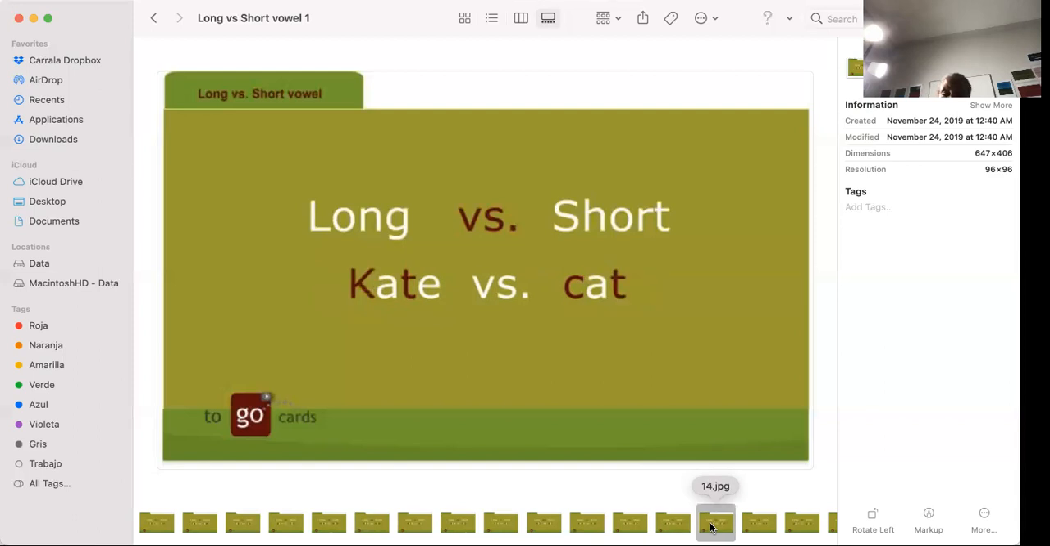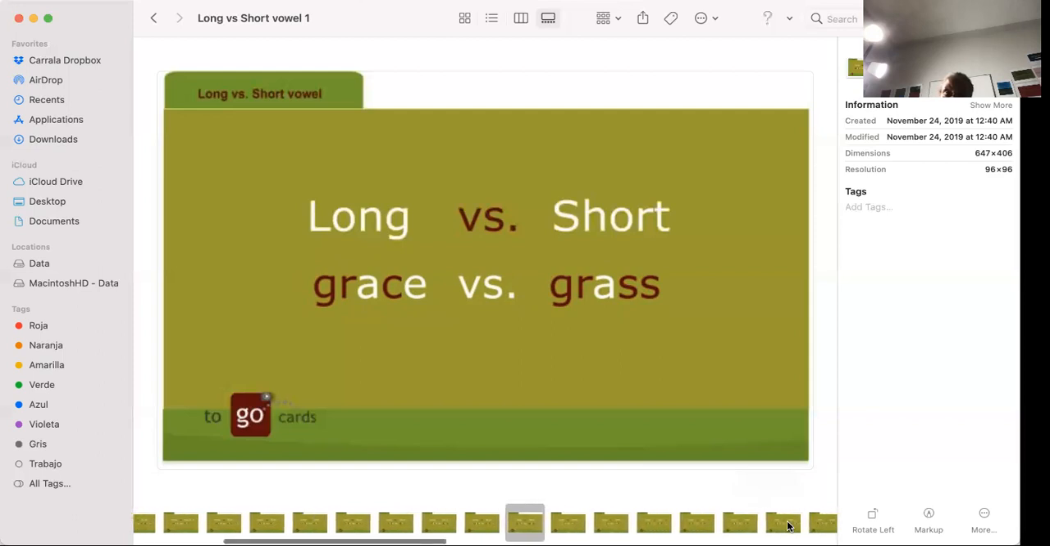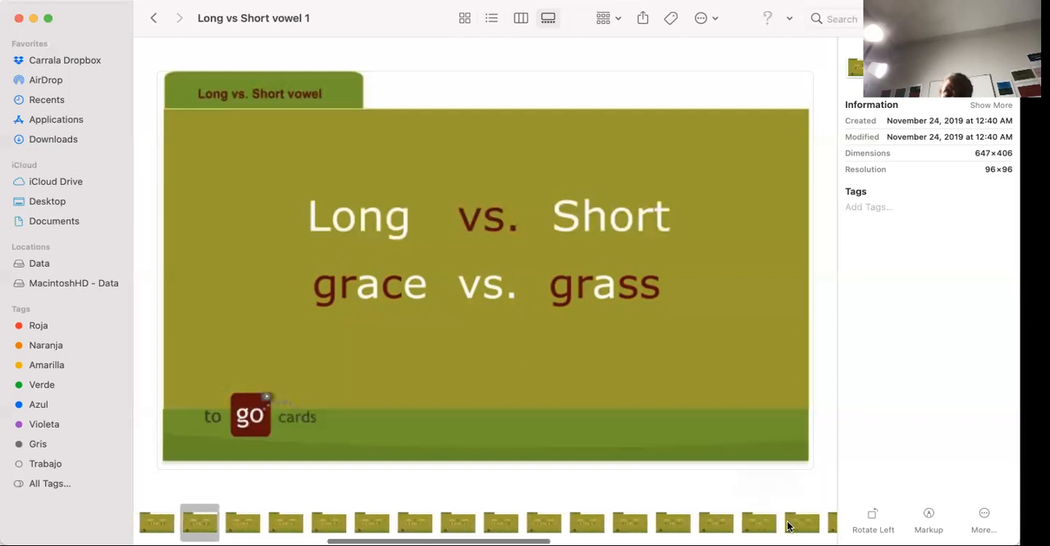Kate, cat. Cat is important. I mean, it's an animal that people have. Bane, ban. Grace, grass. Notice that the C is soft. It's pronounced like an S. They're not super important words. Maybe grass is.